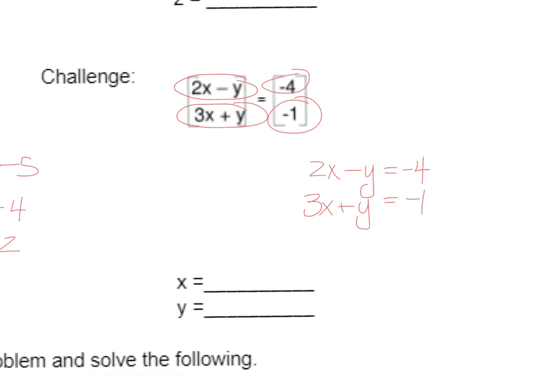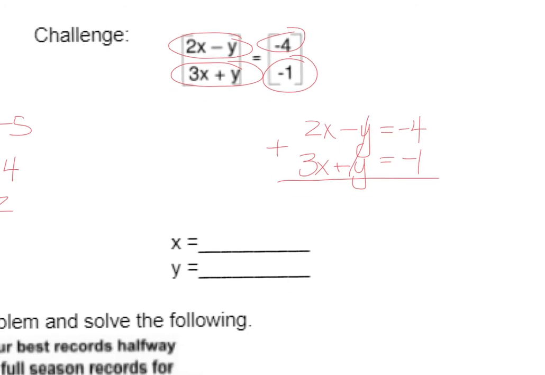I'm looking at those y's right now. One y is negative, one y is positive. So I think I could just add these together and save myself some time from using REF. So we get, 2 plus 3 is 5x. And then over here, negative 4 and negative 1 make negative 5. And then I'll divide by 5 to get negative 1. And so we found that x value pretty quickly.